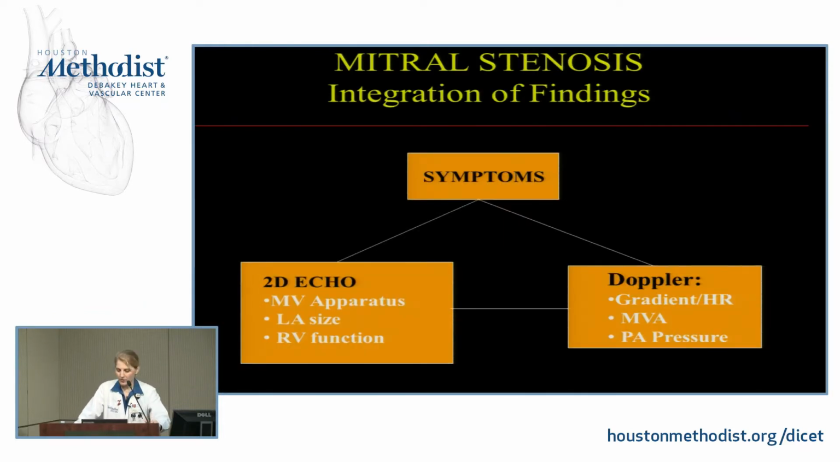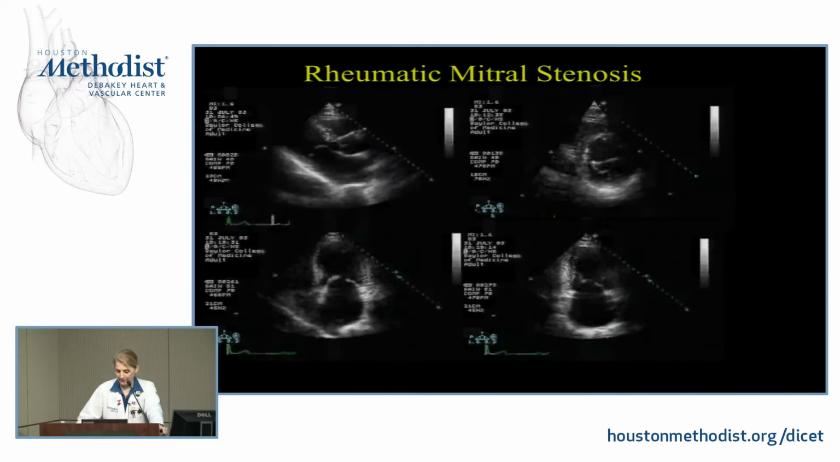So now we're going to switch to mitral stenosis. Mitral stenosis, like aortic stenosis, is an integration of findings. Again, you need a patient with classic symptoms. Usually the murmur is much harder to hear in these patients. The echo will allow you to look at the mitral valve apparatus, determine the LA size, also determine RV function. It'll allow you to determine the gradient with respect to the heart rate, mitral valve area, and the PA pressure.